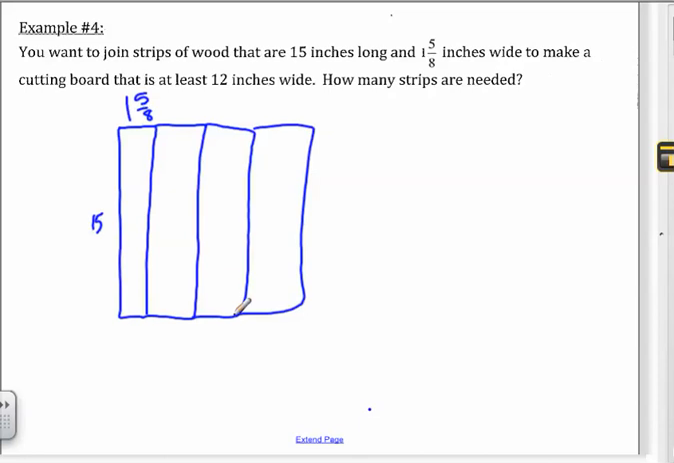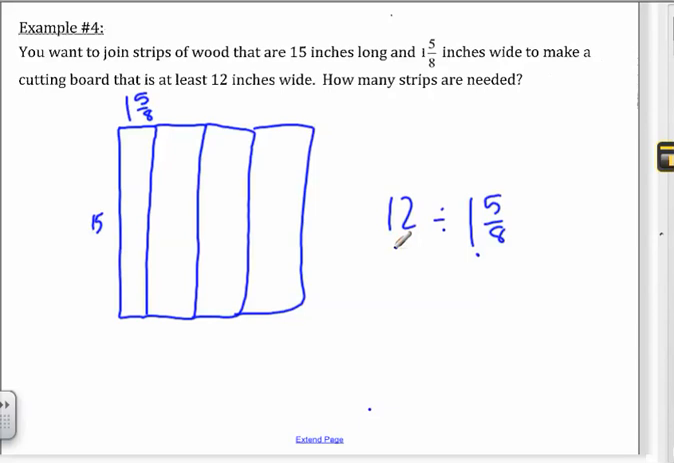So you want to take 1 5/8 and divide it into 12 pieces? You want to take 12, the total that I need, and divide it by 1 5/8 to find out how many of these fit into 12. Is that what you're saying? Beautiful. That's a great idea.